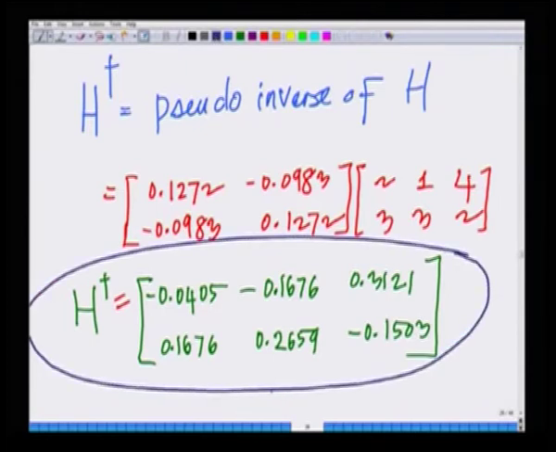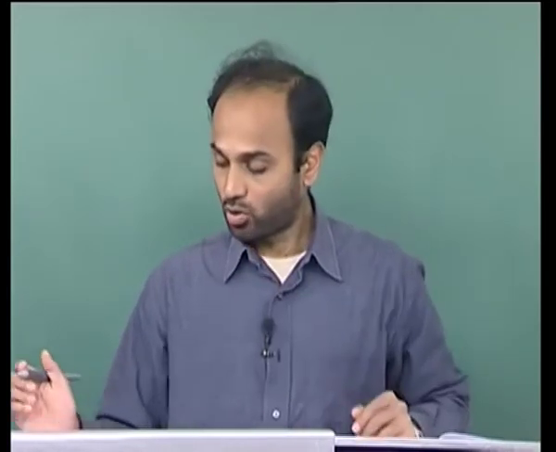This is the matrix H pseudo inverse, and you can verify that H pseudo inverse times H, that is multiplying H on the left by H pseudo inverse, results in the identity, that is the 2 cross 2 identity matrix. And how do I use this?